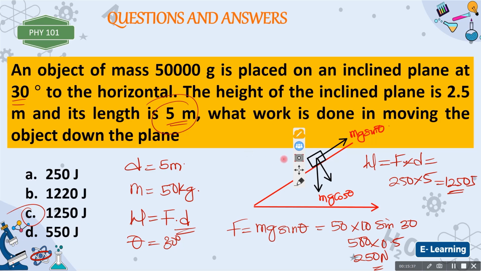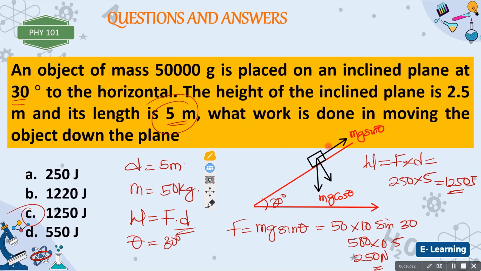So you must know for an inclined plane that the mass will have both the horizontal component and the vertical component. The horizontal component is mg sin theta and the vertical component is mg cos theta. The force that is required to move the object down the plane is mg sin theta, which will be 50 times 10 times sin 30, where 30 is your theta. When we did this, it gave us 250 Newton.